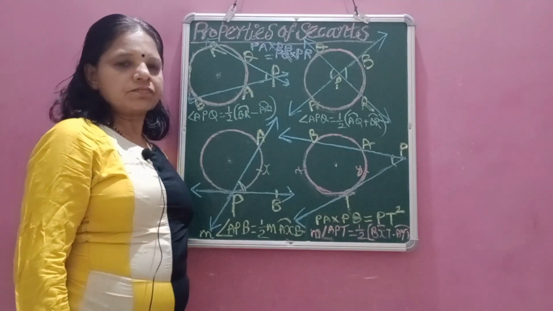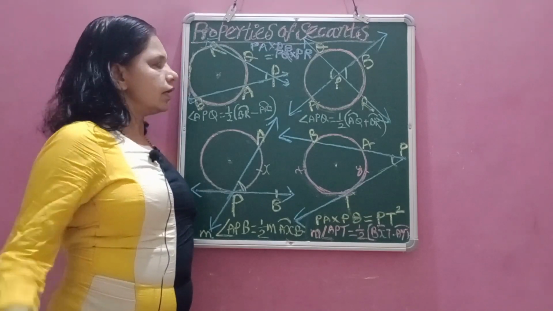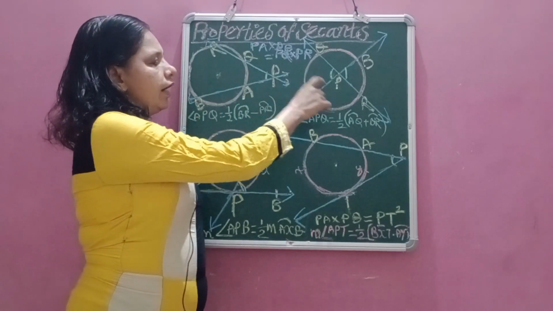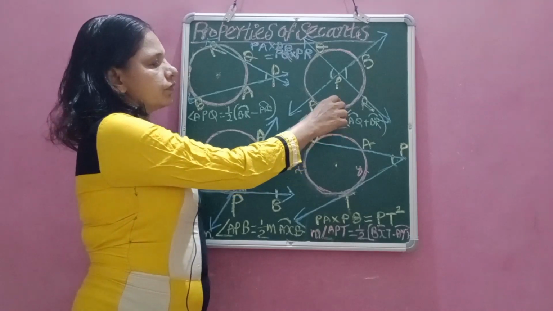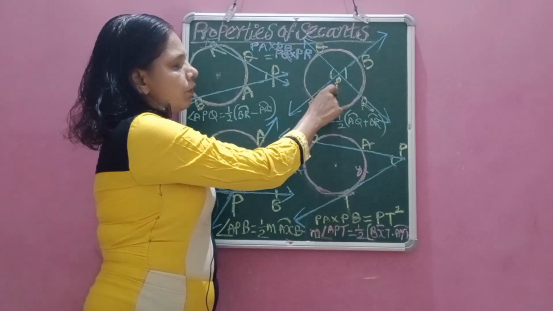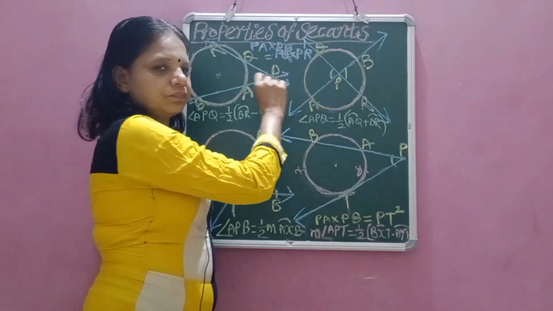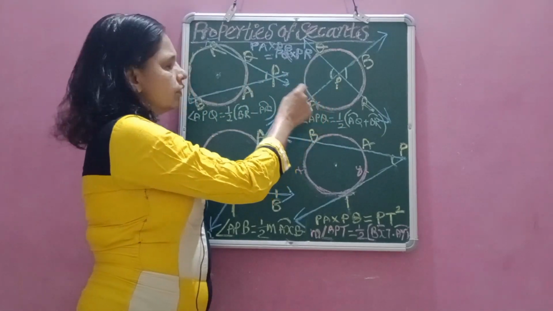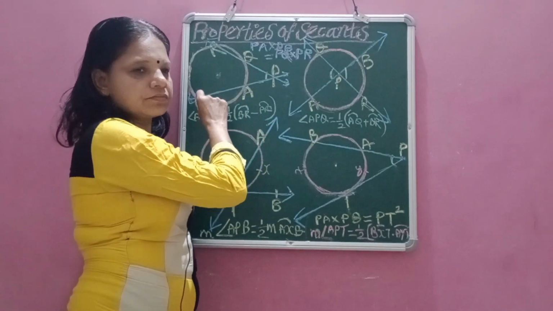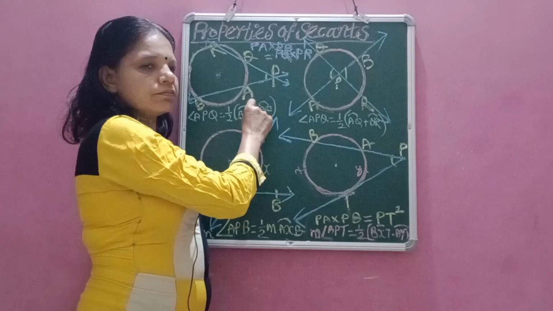See the figure, first figure, you can see two secants intersecting at a point P in the exterior of the circle. And in the second figure, you can see again two secants intersecting at a point P in the interior of the circle. In both the cases, there are new segments formed by the secants and the points on the circle in which they intersect. There is a relation between them.